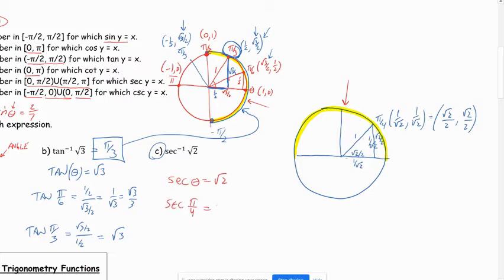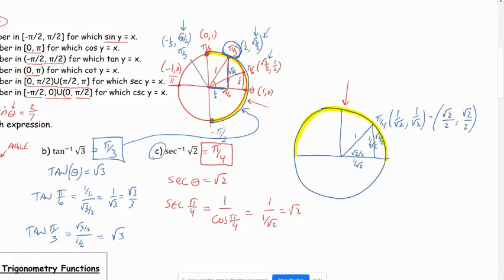Secant of pi over 4 is 1 over the cosine of pi over 4, which is 1 over root 2. And that is root 2. So we found our answer. So the answer to this, the angle that we're looking for, remember when we do an inverse trig function, we're looking for an angle. The angle that works is pi over 4.